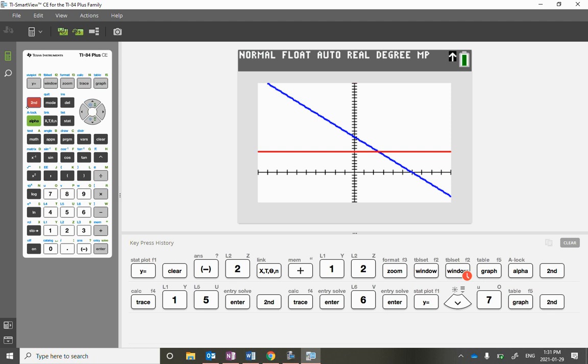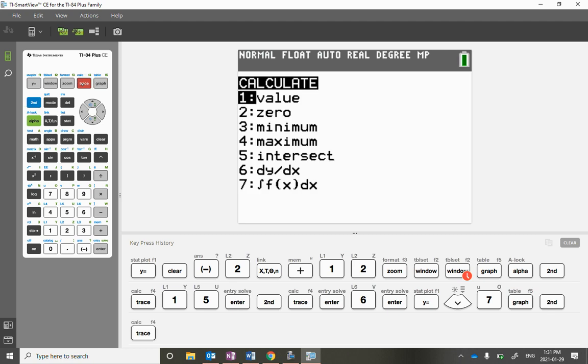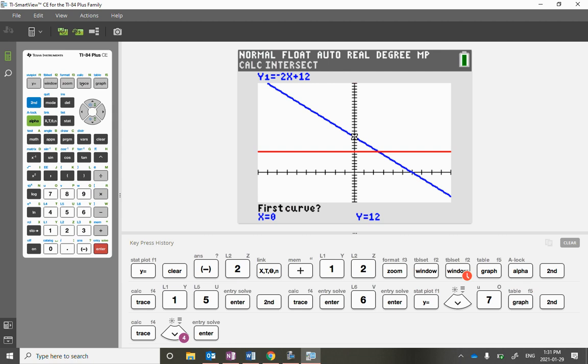And if you do second trace, you're going to go down to intersect. So we want to find where those two lines cross. We know they're going to cross at 7, but we don't know the x value with it. Generally speaking, your little cursor is going to pop up fairly close. It just has to be close to where they cross. So enter, enter, enter.